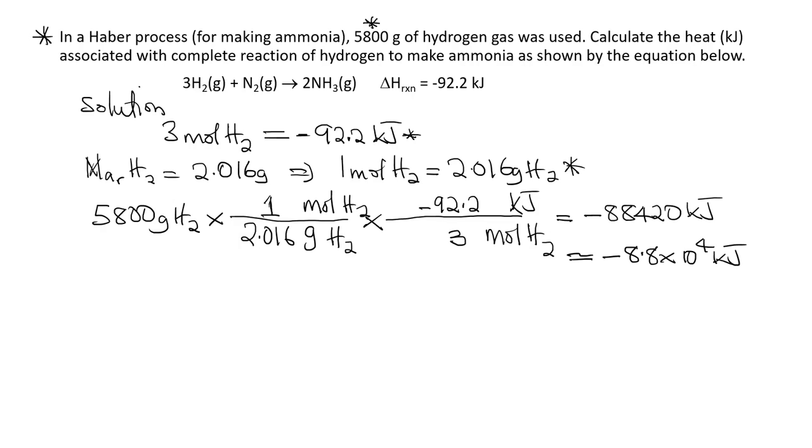kilojoules. So that's how we are able to obtain the amount of energy for a chemical reaction if you are given mass. What you do is you change the mass to moles, then from moles to energy, because you have conversion factors for that. You have a conversion factor for changing mass to mole, and then you have a conversion factor for changing moles to energy.